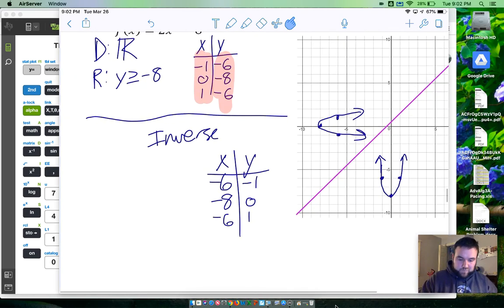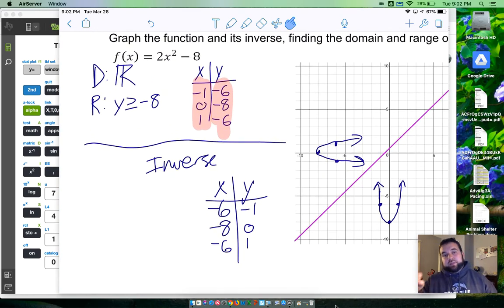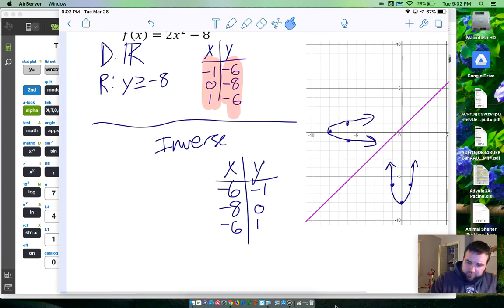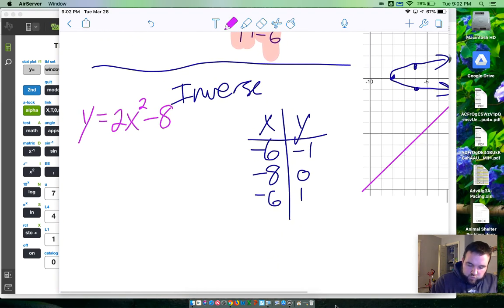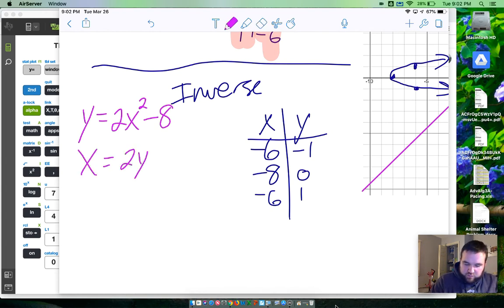All right. But what is the equation of that inverse? This is where I'm going to take the original, that 2x squared minus 8, and write it as y equals 2x squared minus 8. I'm then going to swap the x and the y around, so I'm going to reverse the order of those. So x equals 2y squared minus 8. I'm then just going to solve for y, or get y back by itself.